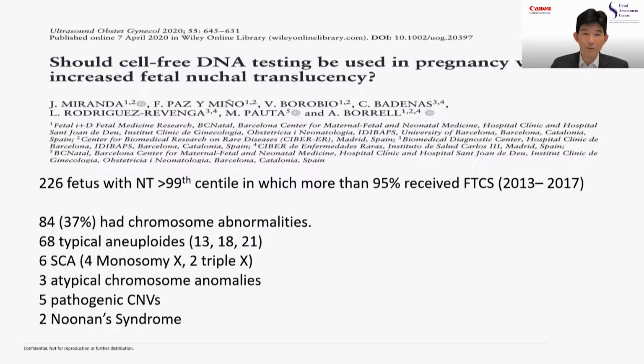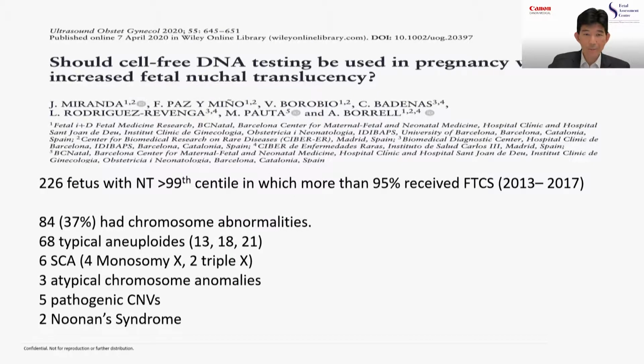This was a paper from the Spanish group, Miranda and colleagues, published in 2020, and it highlights the problems if you had just depended on an NIPT in the first trimester to screen for fetal trisomies or fetal chromosome abnormalities in general. Very interestingly, in this group of high-risk fetuses, they looked at 226 fetuses with a thickened nuchal, and in that paper, the definition was a nuchal of more than 99th centile. They found that if you had screened using the NIPT only, you would have missed quite a substantial number of chromosome abnormalities. Granted, they would have detected 68 aneuploidies, but using conventional NIPT screening, which only screens for 21, 18, and 13, you would have missed these chromosome abnormalities.